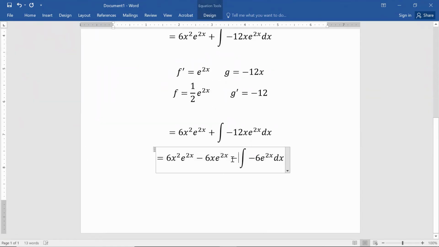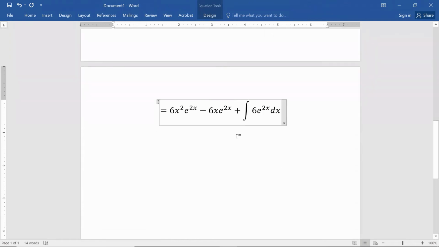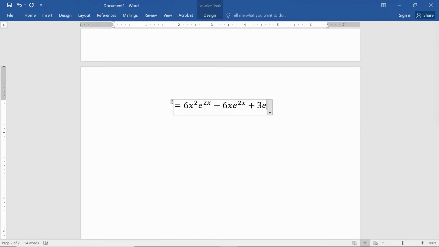I can rewrite this a little bit. I have a minus times a minus there, so I'll do a plus instead. Now I can integrate. My answer is going to be 6x squared e to the 2x minus 6x e to the 2x. And when I integrate this last term, what I'm going to get is 6 over 2, which is 3, multiplied times e to the 2x. And I have to tack on a plus constant.